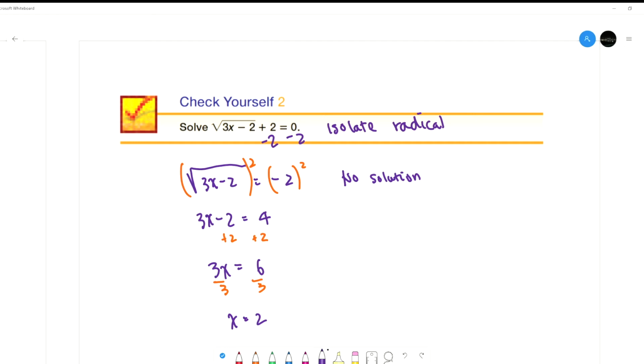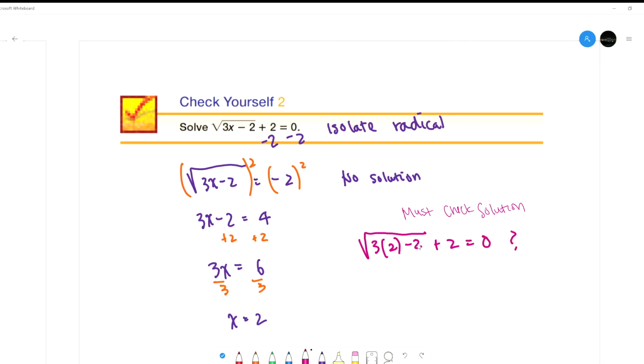And as you can clearly see, we need to plug it back in. Must check solution. All right, so let's see what happens when we plug it back into the original. Make sure you plug it back into the original because this has to be true. So we have the square root of 3 times 2 minus 2, plus 2. Does this equal 0?